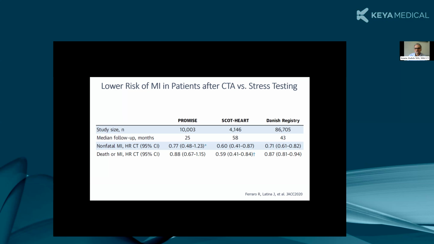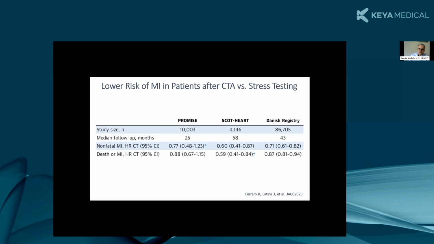And why is that? Because CT is much more sensitive to identify patients with coronary atherosclerotic disease, or vice versa, stress testing is quite insensitive and misses a lot of disease. And if you identify patients with atherosclerosis, you then are able to provide medical therapy, which leads to lower risk. So again, the key notion of identifying patients who have atherosclerosis can really not be overemphasized. And this applies to millions and millions of patients being scanned every year.